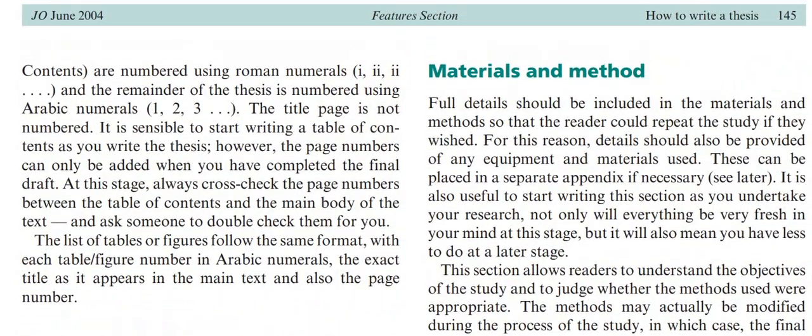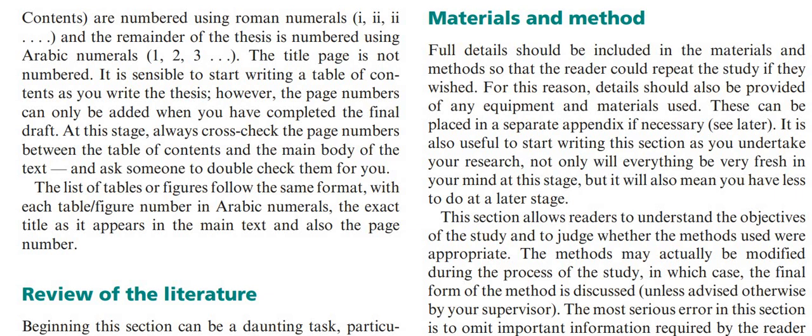So, you can see another important section, materials and methods. This is also very important. Full details should be included in the materials and methods so that the reader could repeat the study if they wished. For this reason, details should also be provided of any equipment and material used. This can be placed in a separate appendix if necessary. It is also useful to start writing these sections as you undertake your research. Not only will everything be very fresh in your mind at this stage, but it will also mean you have less to do at a later stage.